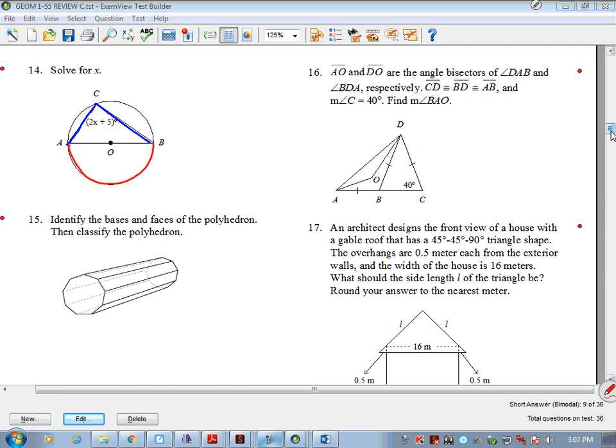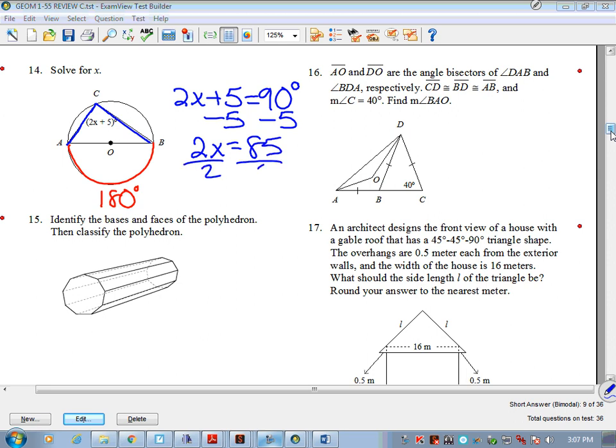So this is 180 degrees, and because we understand that inscribed angles are half the intercepted arc, we know that 2x plus 5 has to be equal to 90 degrees, not 180. Then we just do what we do to solve for x. We isolate it, so we get 2x equals 85. We divide by 2, and x equals 42.5 degrees. So let me double check that. 42.5 degrees. Okay?